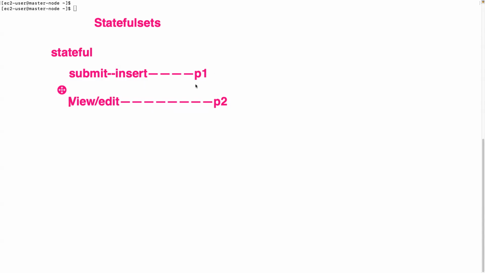What happens if we try to store such applications with a deployment object? A deployment object will have replicas, right? It could be any number and each replica is the same. So in that case, submit and insert queries may go to P1, some view queries may go to P2, and this is how it would work. And if this keeps on continuing, data inconsistency arises, right? So how to handle such applications?